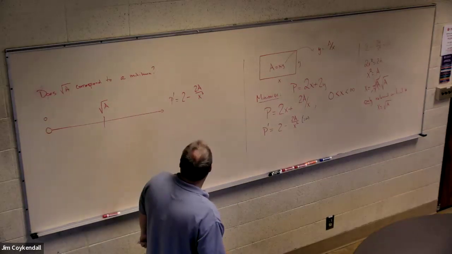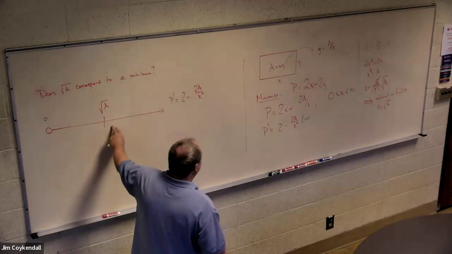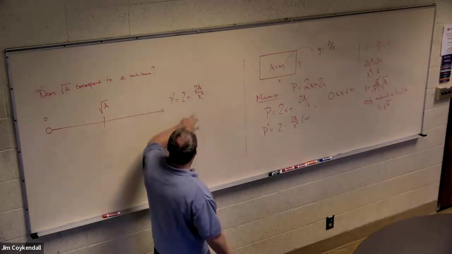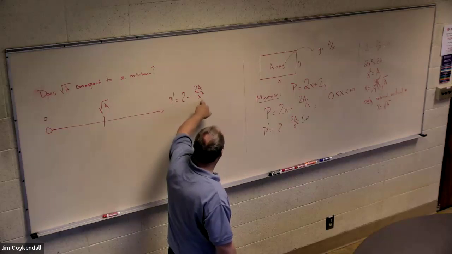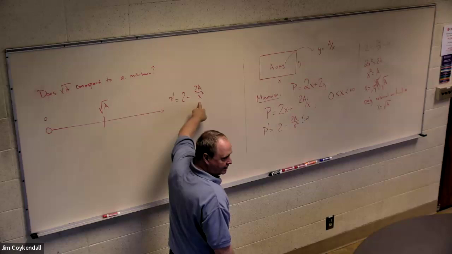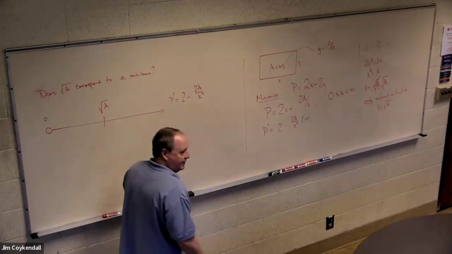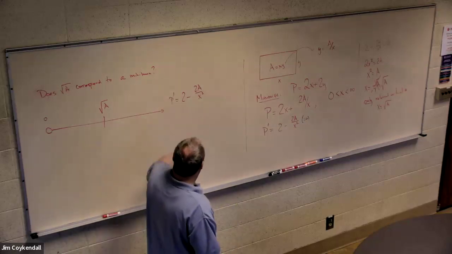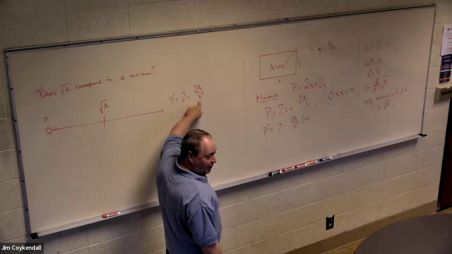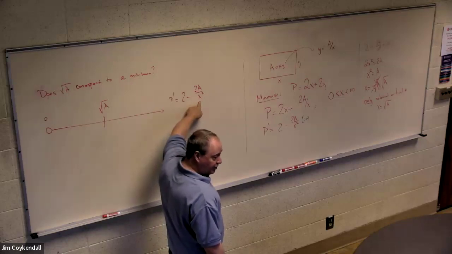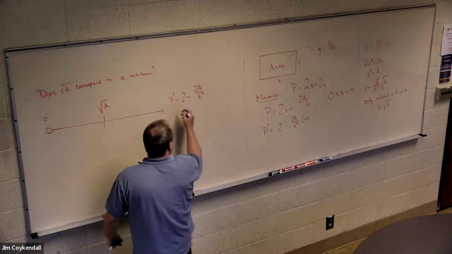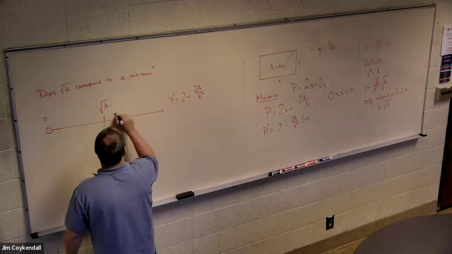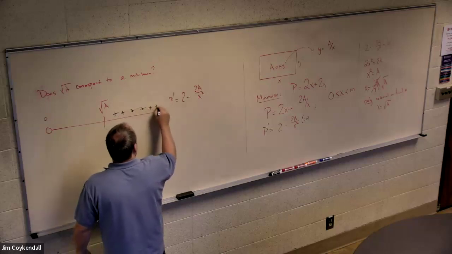This is kind of a good exercise in testing. Let me ask you this. What happens to P prime as X goes to infinity? As X gets bigger and bigger, what happens to this? If this piece gets closer to zero, the whole thing gets closer to two, and two is positive. So toward infinity, this is positive. This is the only place it can change signs.